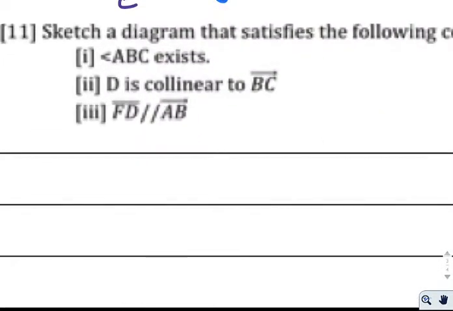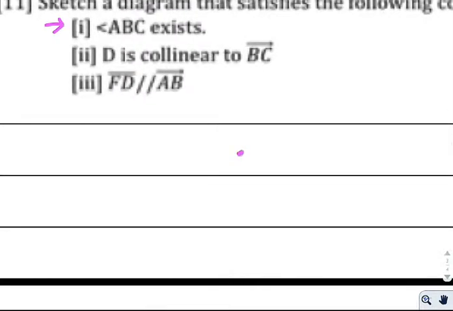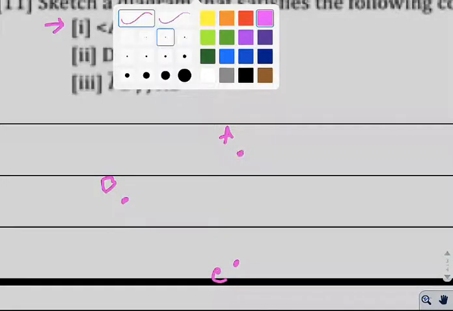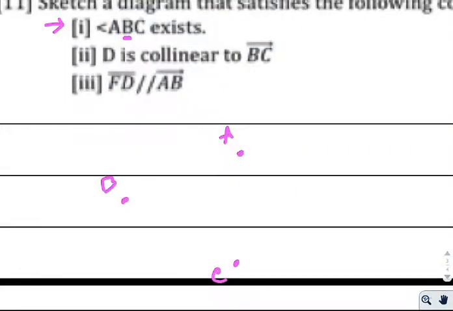Again, let's color code. The first one says ABC exists. Now it doesn't tell me how to make ABC, so I'm just going to plot out where A, B, and C should go. B is definitely in the middle. It's a vertex, right here. I don't know what kind of lines to make this, so that's going to be good for my first part of the drawing.